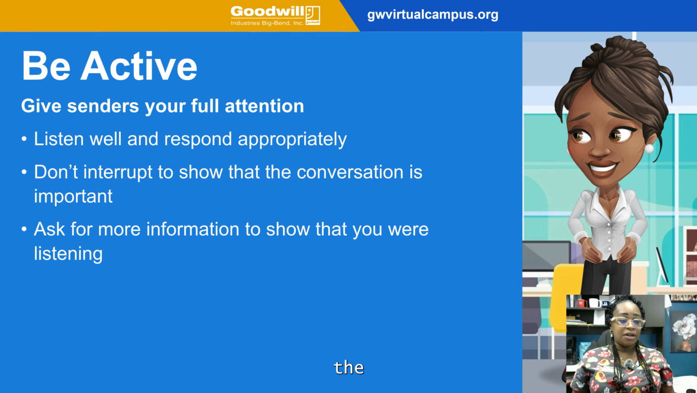When being active in the conversation, we're going to give our senders our full attention. We're going to listen and we're going to respond when it's appropriate. We're not going to cut that person off. We're going to make sure we give them time. We nod our head when it's a proper time to let them know that we're listening and understanding. We're not going to interrupt, so we can show that the conversation is important. And if we don't have enough information to run with, we're going to ask for more information to show that we were listening, but we want to make sure that we got everything that they meant to tell us.